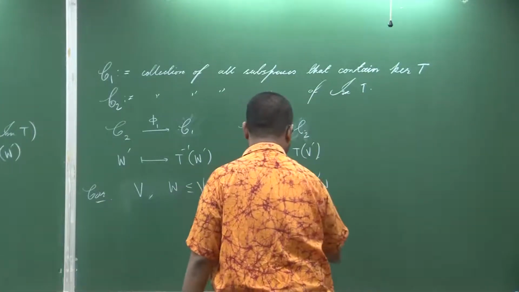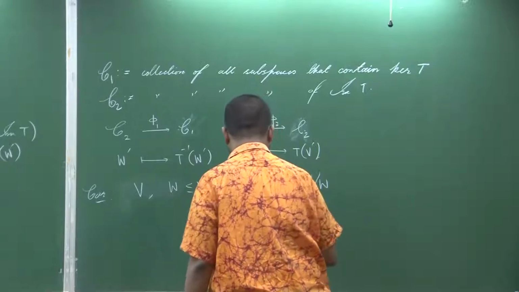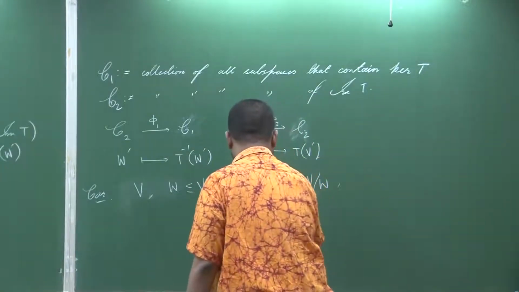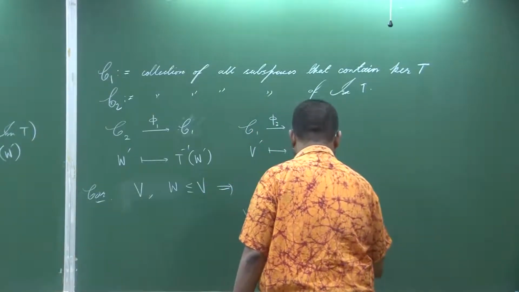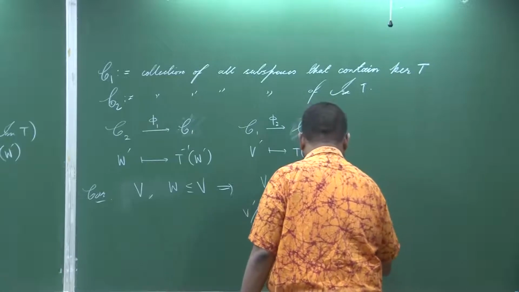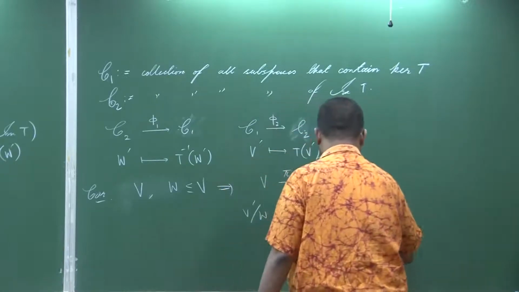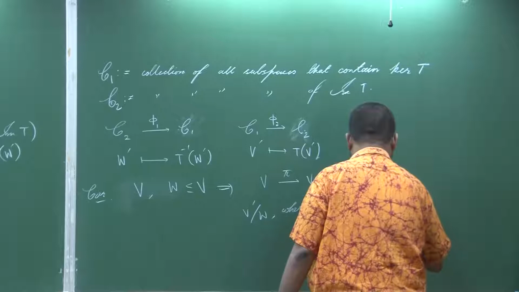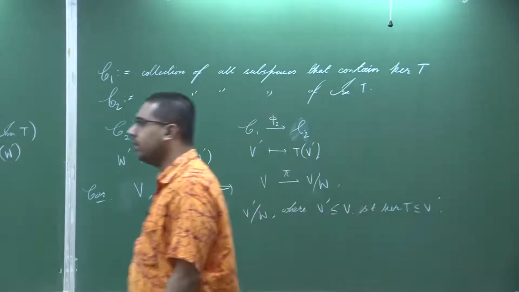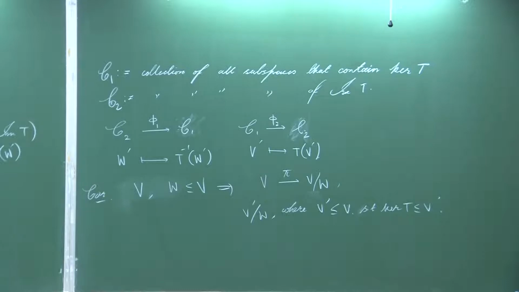So, you can say that the subspaces of V mod W are precisely of this form, namely some V prime modulo W, where V prime is a subspace of V containing kernel of T. Okay. Therefore, any subspace of V mod W can be written uniquely in the form V prime mod W, where V prime is a subspace containing kernel of T.